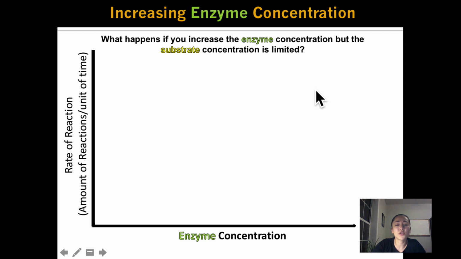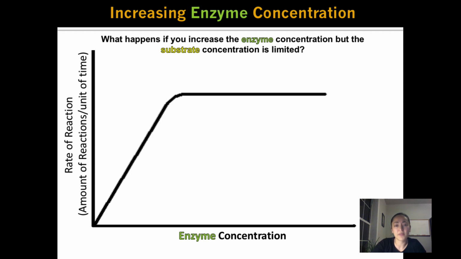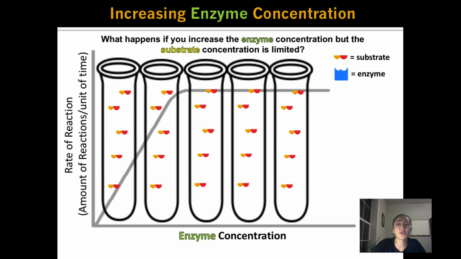Let's see what happens when you increase enzyme concentration. You're going to see a similar effect. If the substrate concentration wasn't limited, it would continue increasing and increasing. But if the substrate concentration is limited, then we see a plateau as well. Here our enzyme concentration is going to be increased, but we have a limited amount of substrate in each test tube. So let's see what happens to the rate.